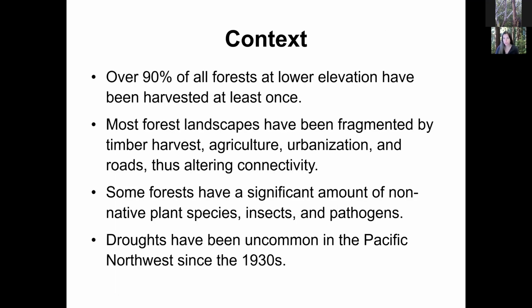I also wanted to start with a little bit of context. When we're thinking about how climate change is affecting our forests, it's important to know where we've been and where we are now. Almost 90% of our forests at lower elevations have been logged at least once, sometimes twice. We've had a lot of land use change that has resulted in forest fragmentation and limits the connectivity of our forests. We have non-native plant species, insects, and pathogens. And we've also been living in a pretty wet period, and we really haven't had significant droughts in the Pacific Northwest since the 1930s.